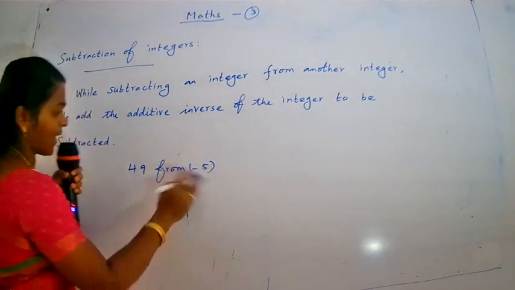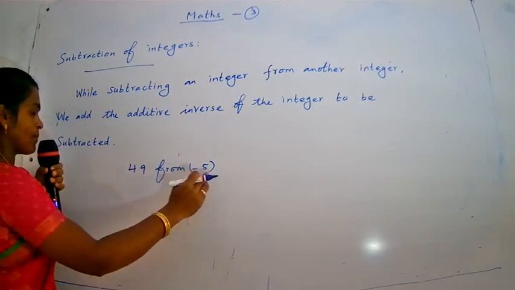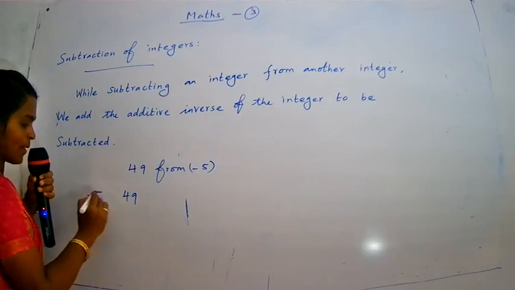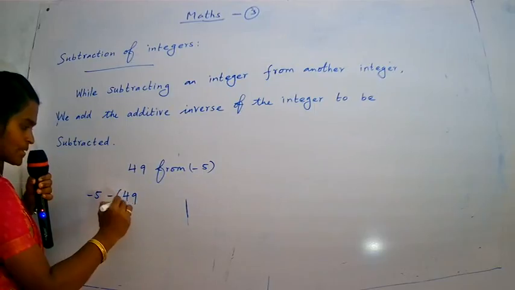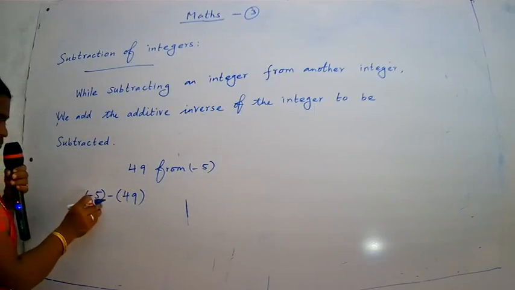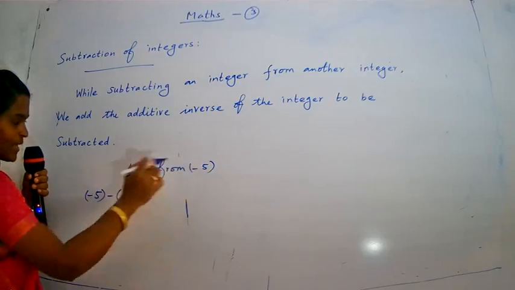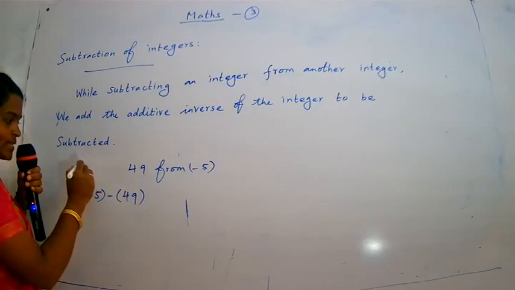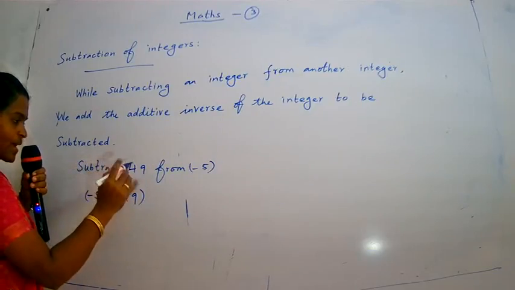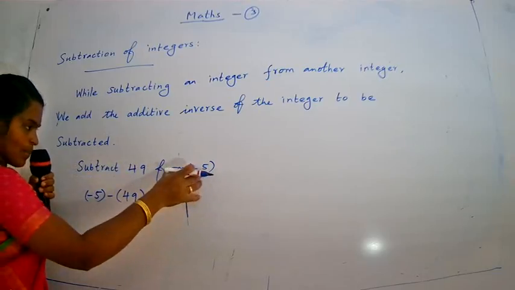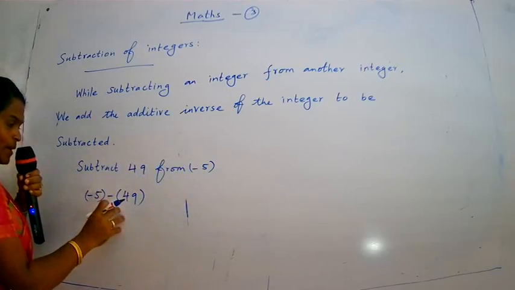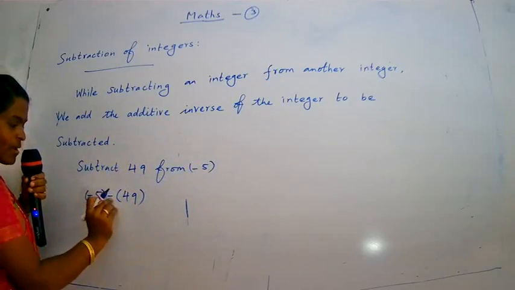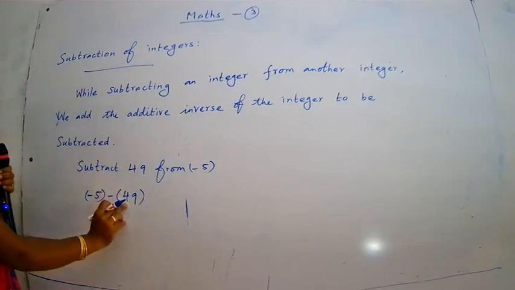So minus 5, take another integer, 49. Subtract 49 from minus 5. So minus 5 minus 49. Is it correct or not? Subtract 49 from minus 5. So from minus 5 only we have to subtract 49. Minus 5 subtract 49. Yes or no? Okay. Yes children.